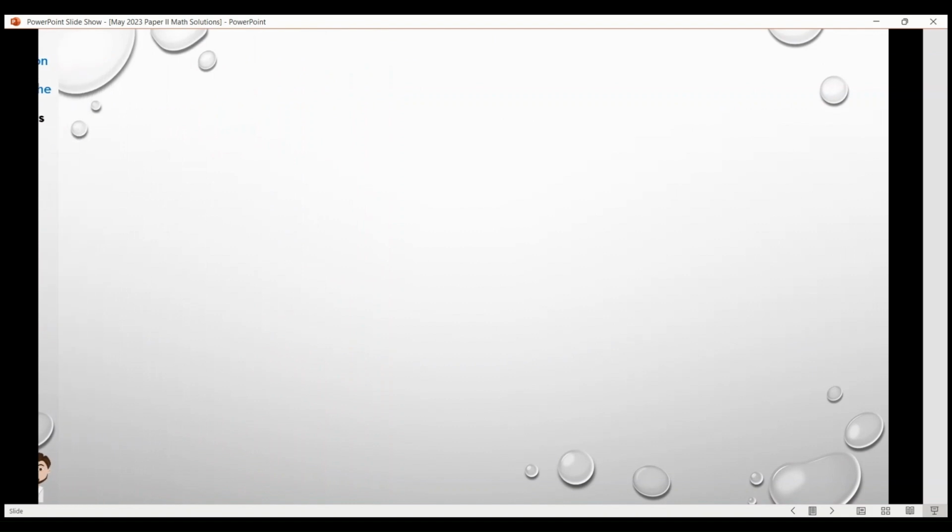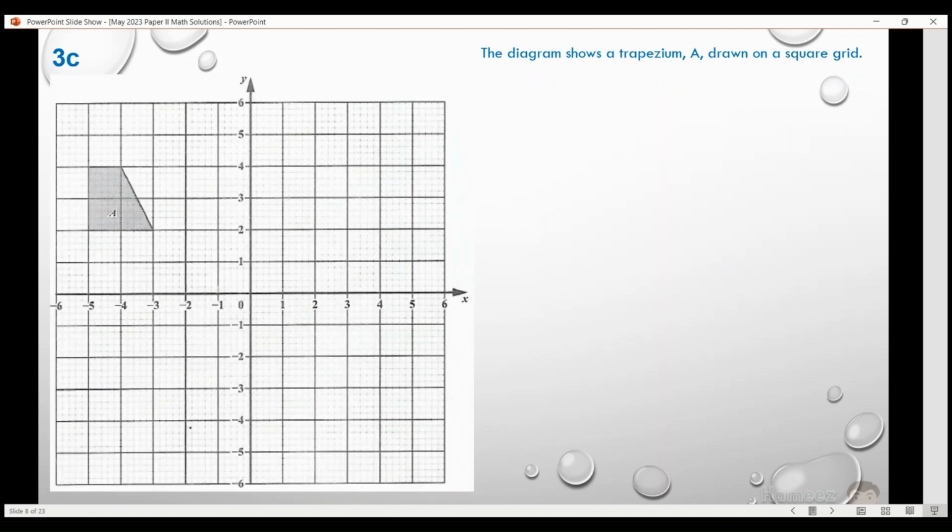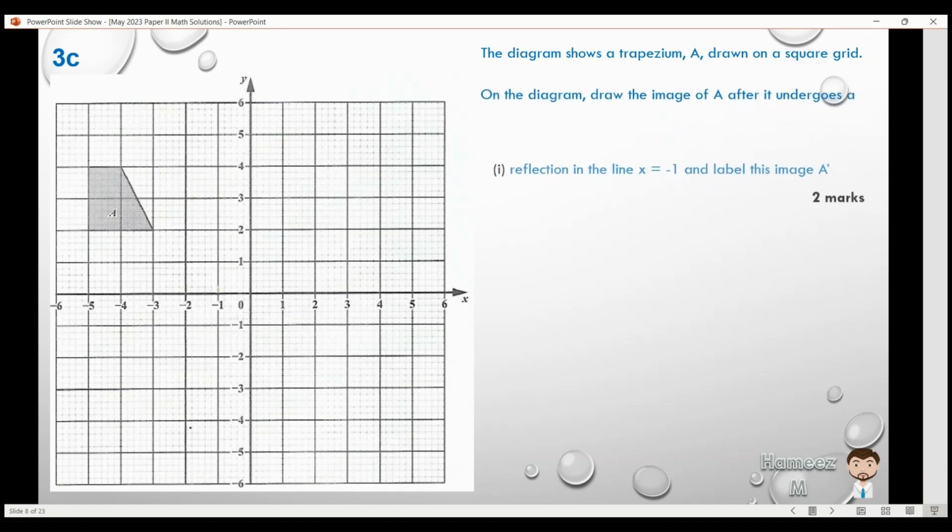Let's now go on. Let's now look at number 3. The diagram shows a trapezium A drawn on a square grid. On the diagram, draw the image of A after it undergoes a reflection in the line x is equal to minus 1. And label this image A prime.